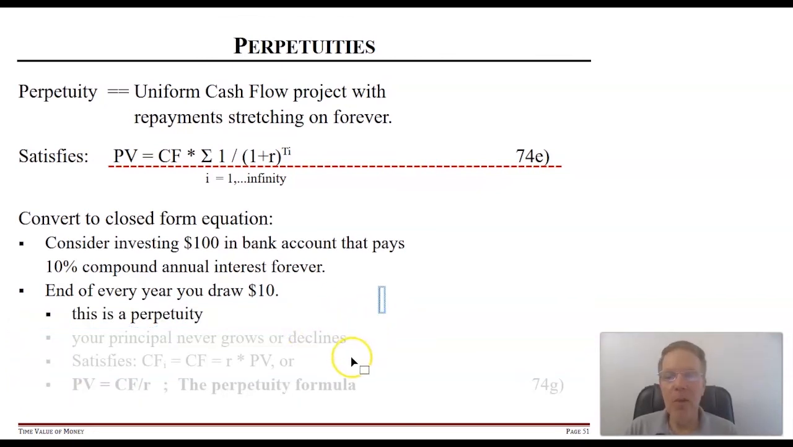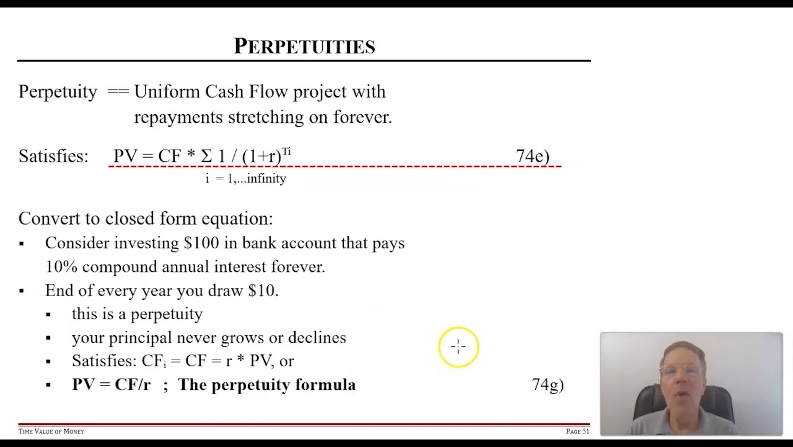Our principal is never going to grow or decline, and it satisfies that our cash flow is just equal to the interest rate, 10% in this case, times the present value. So through the magic of algebra, if we solve that for our present value, we get that the present value of a perpetuity is the uniform cash flow divided by the interest rate. This is a formula that's good to know. It comes up in finance a lot.